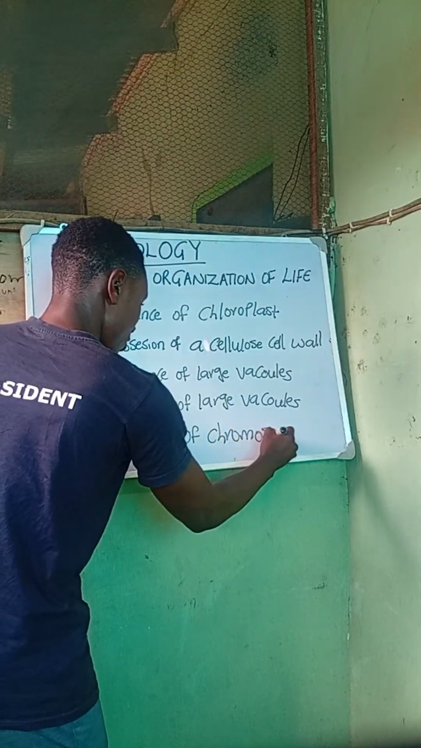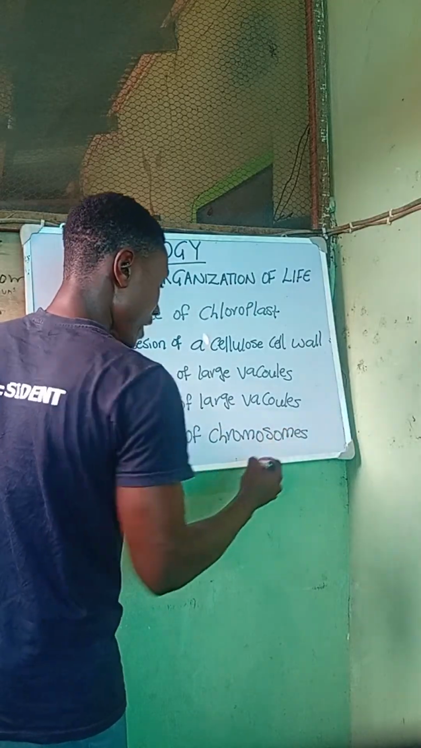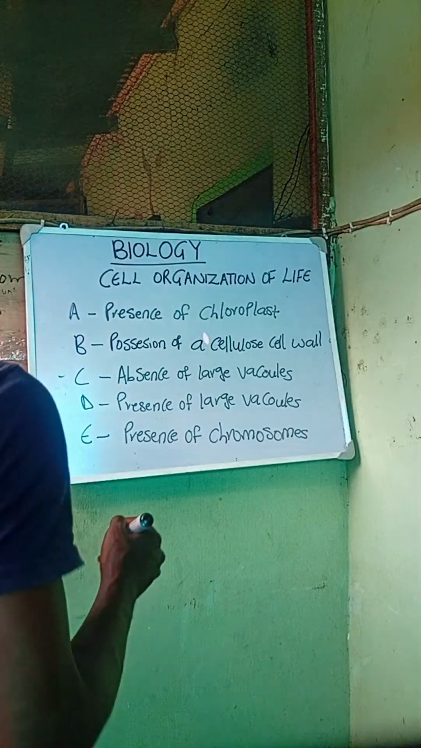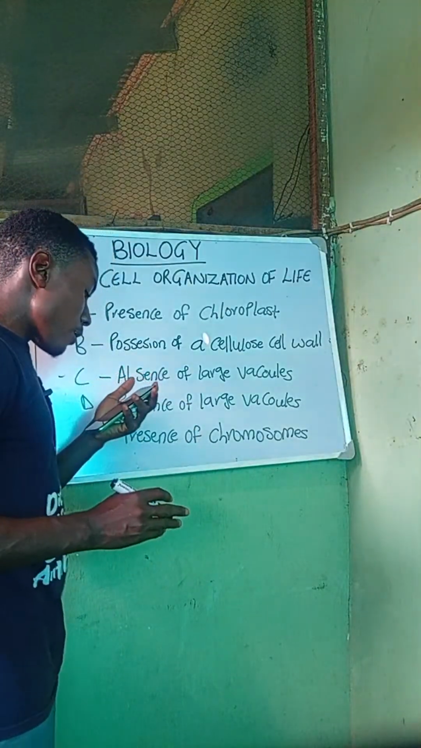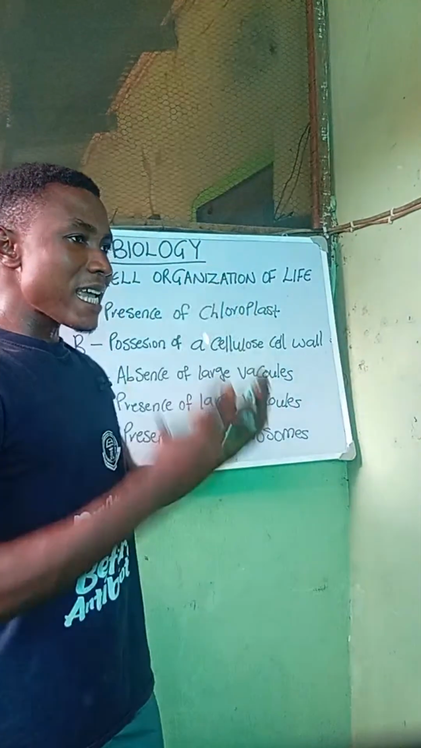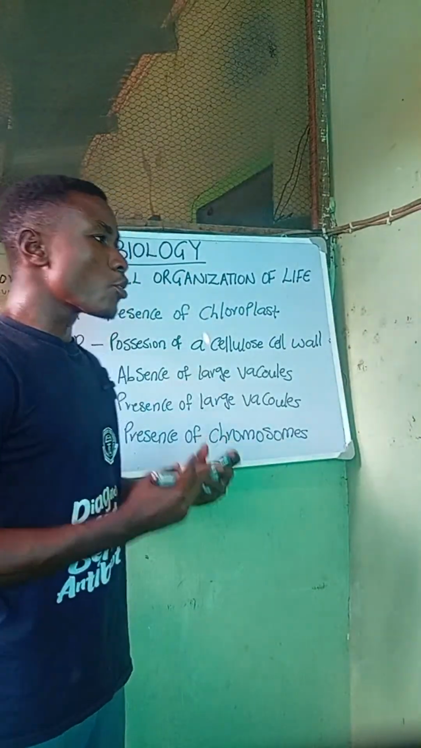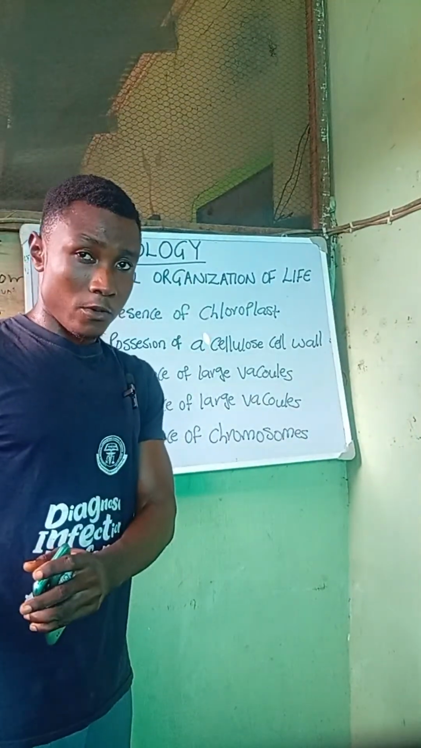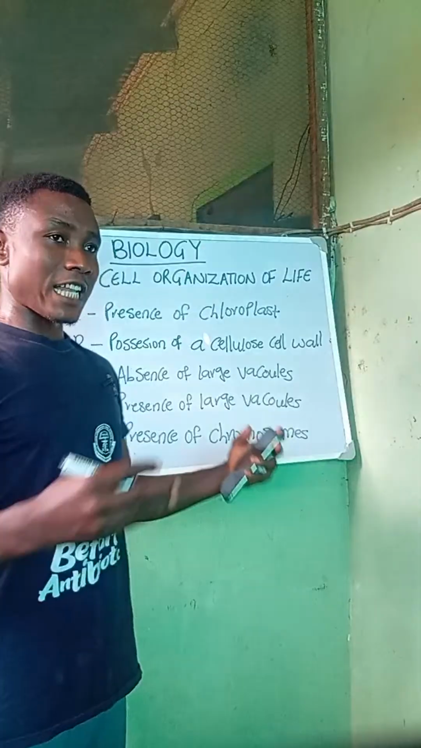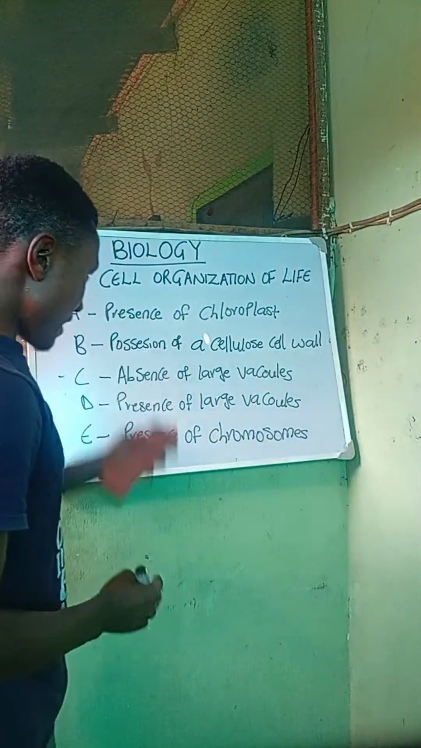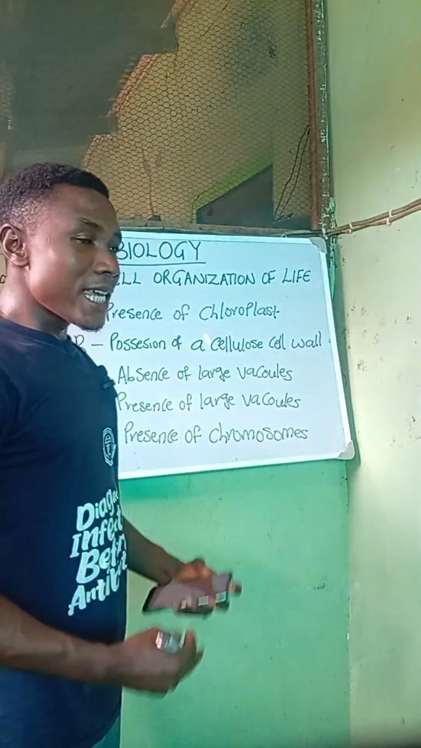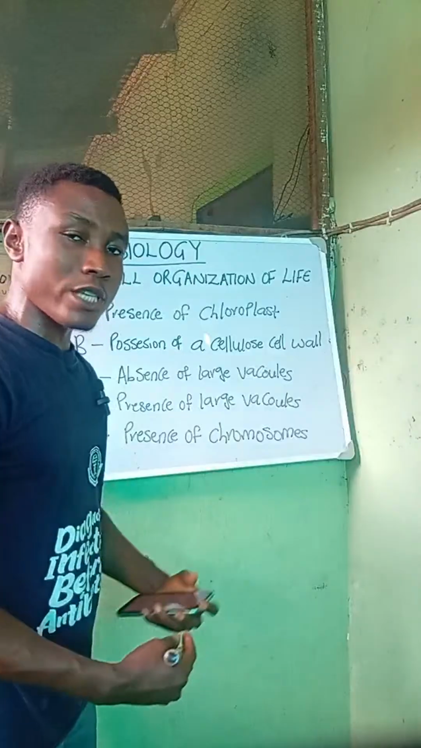If you're just joining us, please stick around so that you can get to know the question. The question is, which of the following is a characteristic of the animal cell? When you see a cell, how will you be able to know that this is an animal cell and this is a plant cell? How can we differentiate between plant and animal cell? The first option says presence of chloroplast. When we see chloroplast, does it make it a plant or an animal cell?